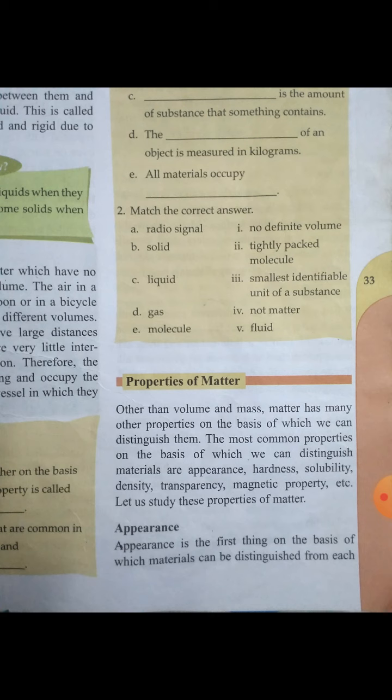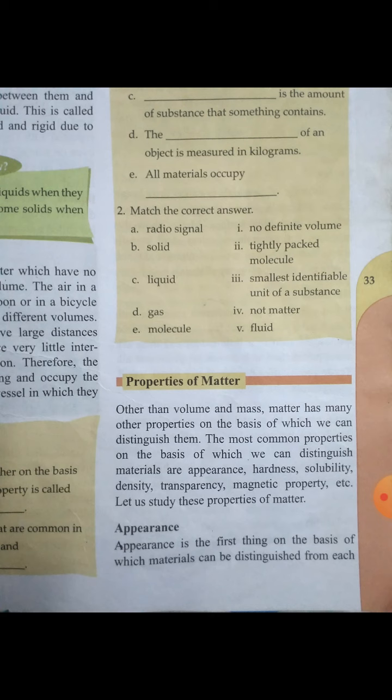Other than mass and volume, matter has many other properties, on the basis of which we can distinguish between materials. So the first property is appearance. Materials usually look different from each other. If they look alike, it means they are made up of the same composition.